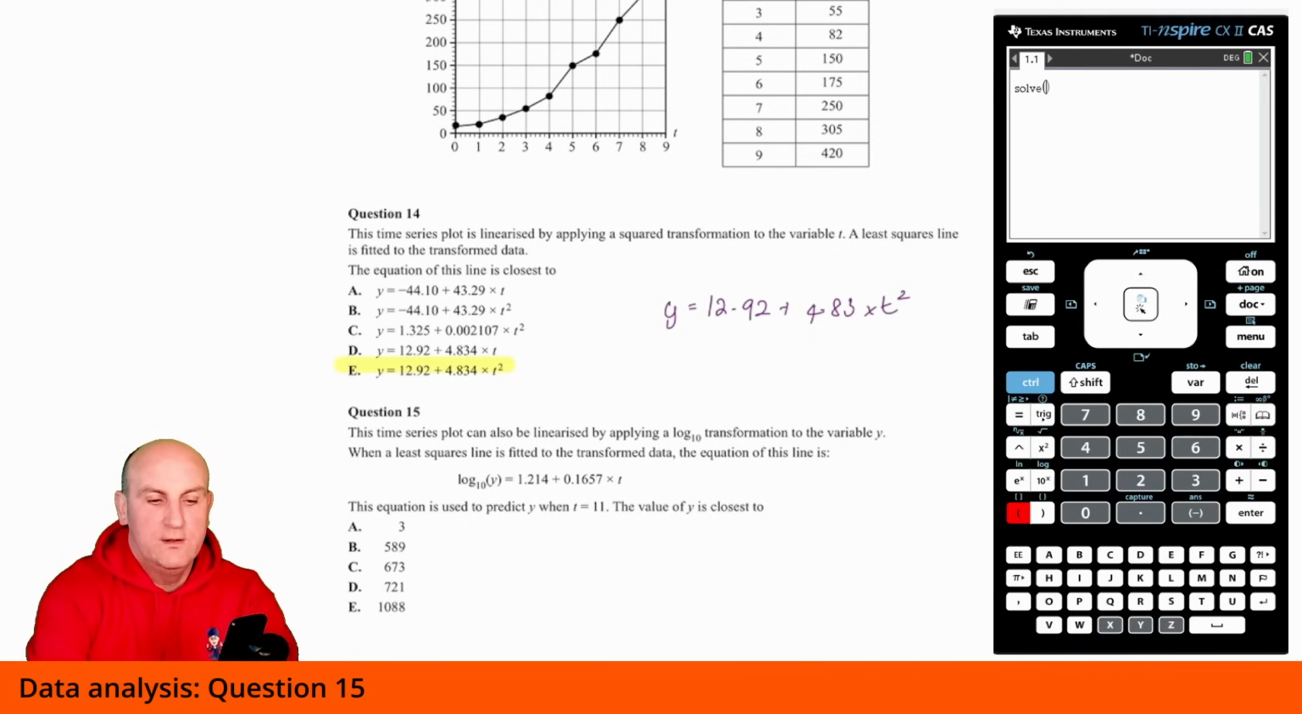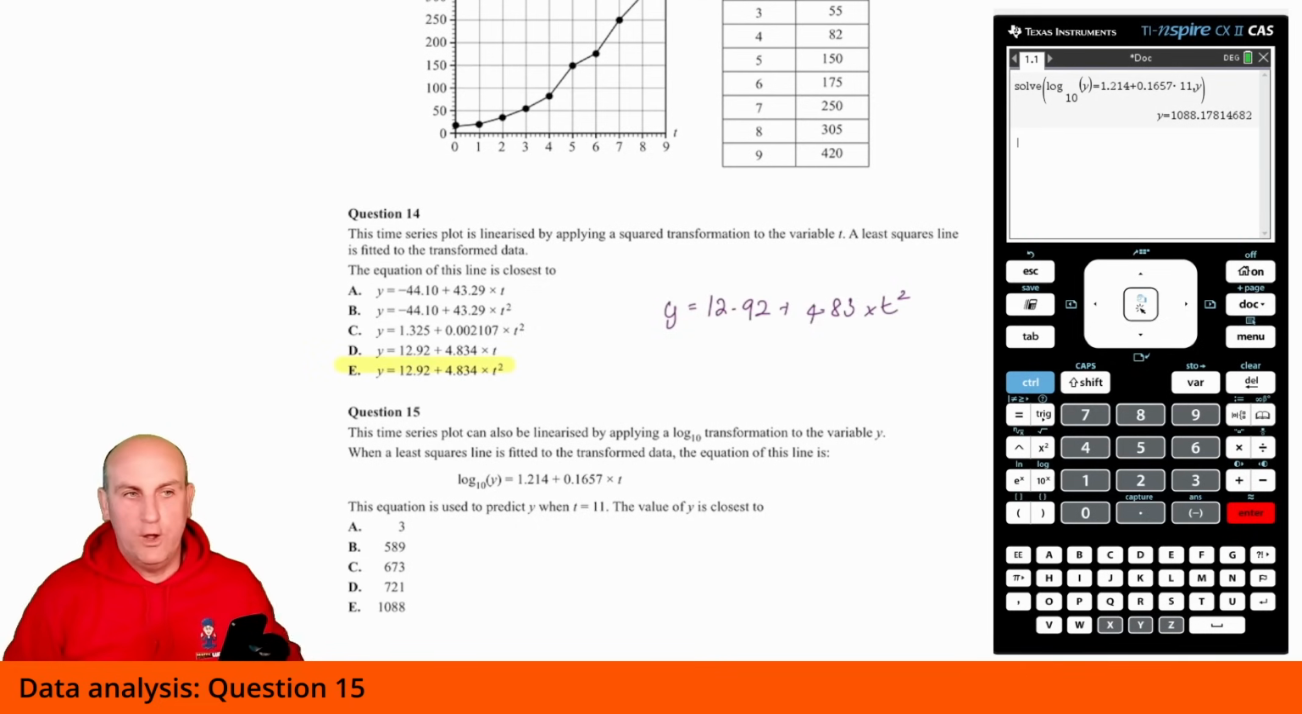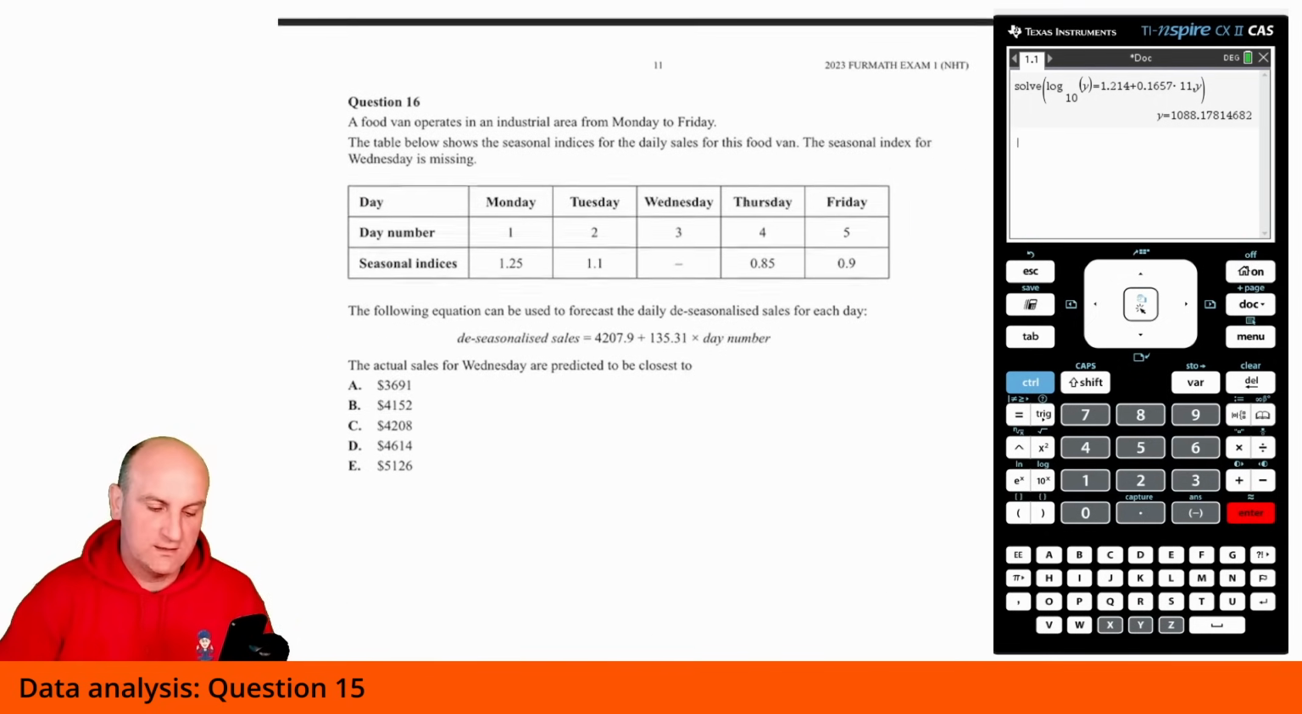So we've got solve log of y is equal to 1.214 plus 0.1657 times, now we know my t value is 11, and I could put comma y, hit enter, and there we go, 1088.178. E is my correct answer. Now again, I think that's quite interesting. Don't be afraid to close that diagram down, but just make sure you're not going to use that data again. But it wasn't a particularly long question, so you could always type them in.